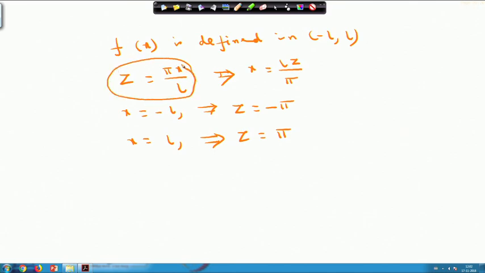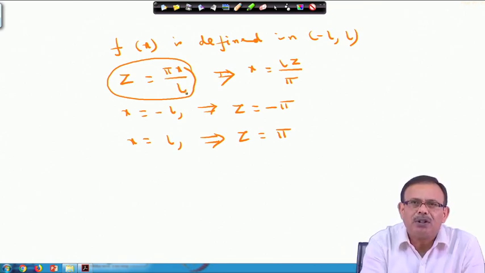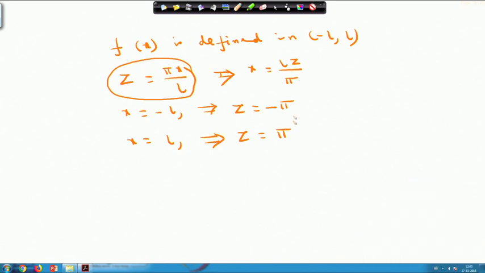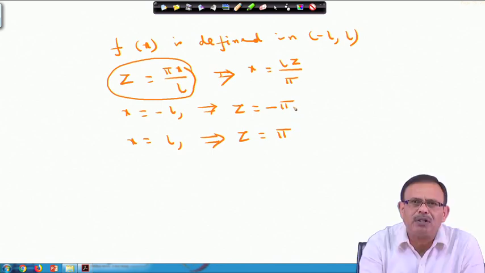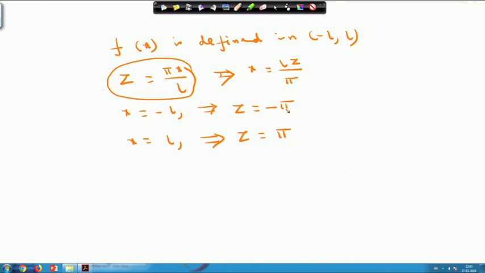So basically, what we have done is we are making a substitution z equals pi x by L, and by this substitution we are changing the range of the function from minus L to L to minus pi to pi. Whenever I am substituting this z equals pi x by L, the limits also change from minus pi to pi, and I know the formulas for minus pi to pi already. So, now I can write down.